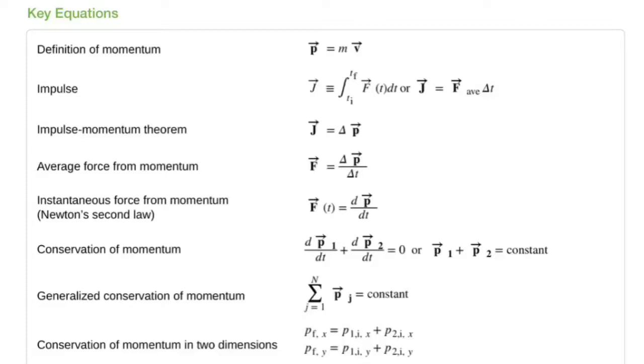Remember that momentum is conserved when there is no external force acting on the system. So the total momentum will be constant. And this is true both along the x and the y axis.